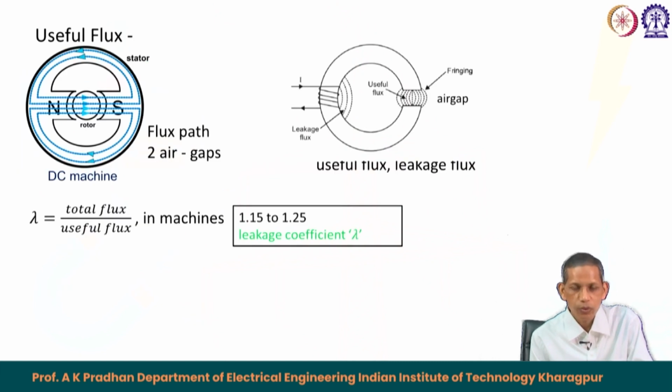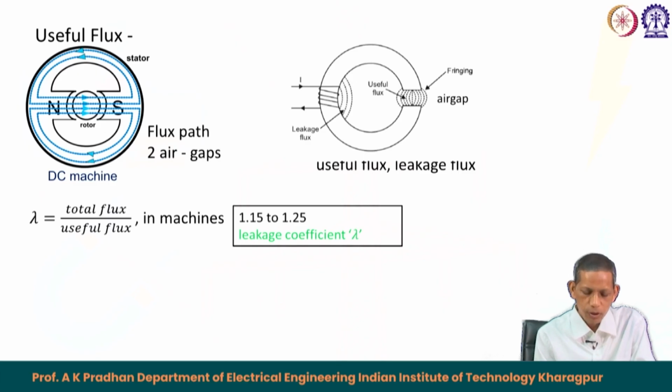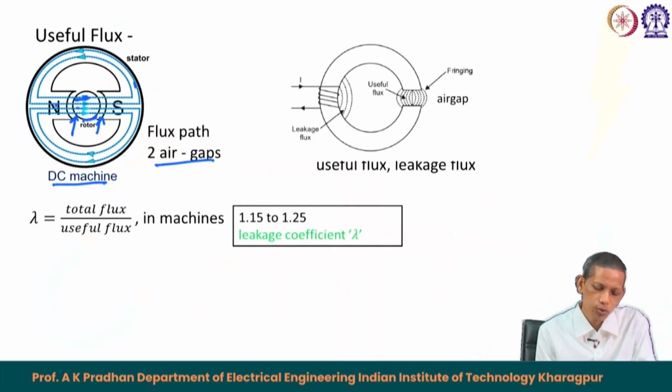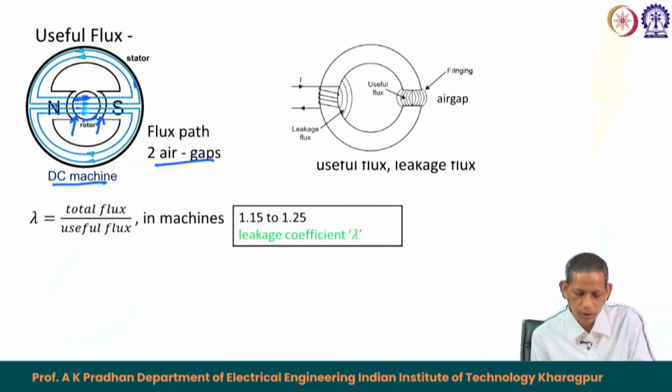There is another terminology we call useful flux and leakage flux. This is a DC machine case. From the north pole the flux emanates and goes to the south pole and traverses a path through the stator like this. The rotor is the inner circle, and the flux passes through one air gap, then another air gap. So, there are two air gaps which the flux crosses in the magnetic path.